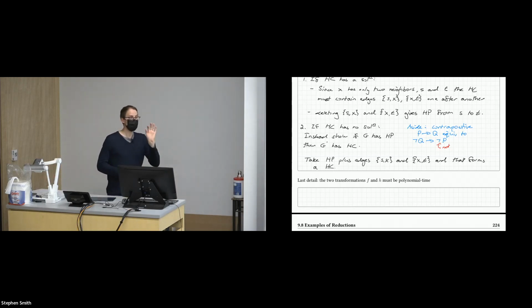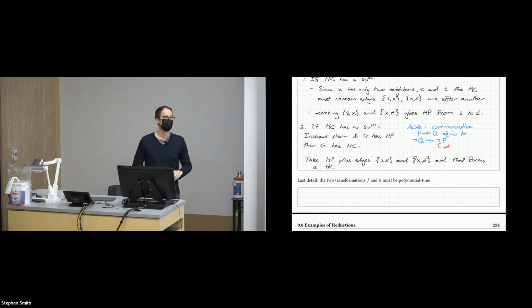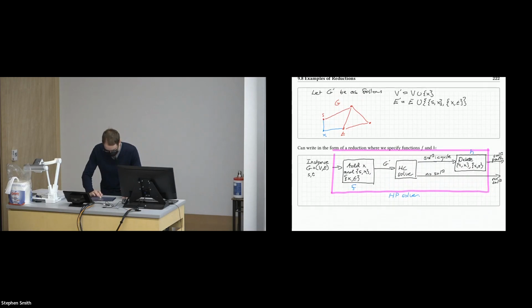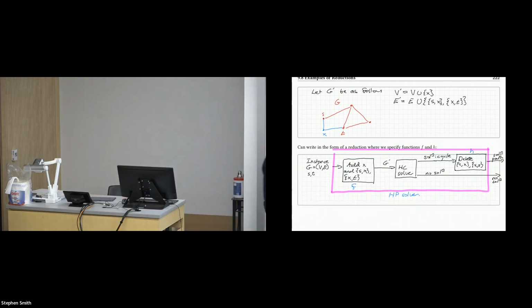Okay, and then the last thing we have to do, so now we have this reduction. We've proved that it's correct. We also have to prove that the functions f and h run in polynomial time for the reduction to be valid. But in this case, it's kind of trivial, I hope you agree with me. If we look at what the function f does, it takes in our graph and adds a vertex and two edges. That can be done in polynomial time, right? I just copy over the graph, add an extra row to my adjacency list, and add two entries into it. Definitely polynomial time.